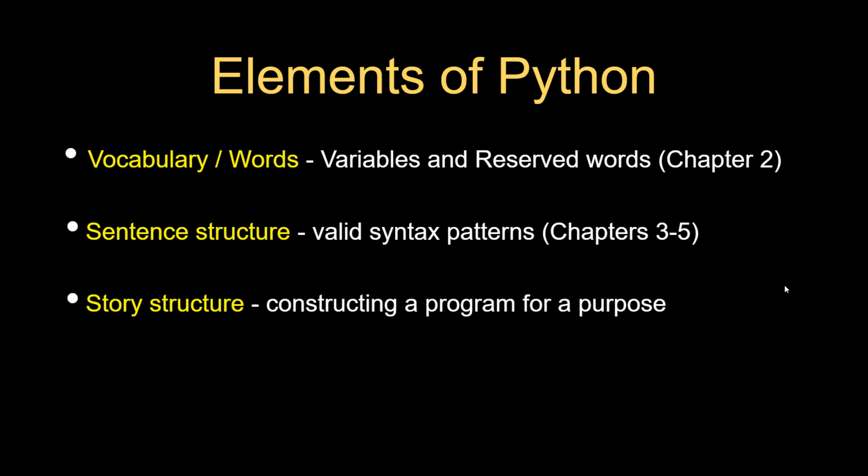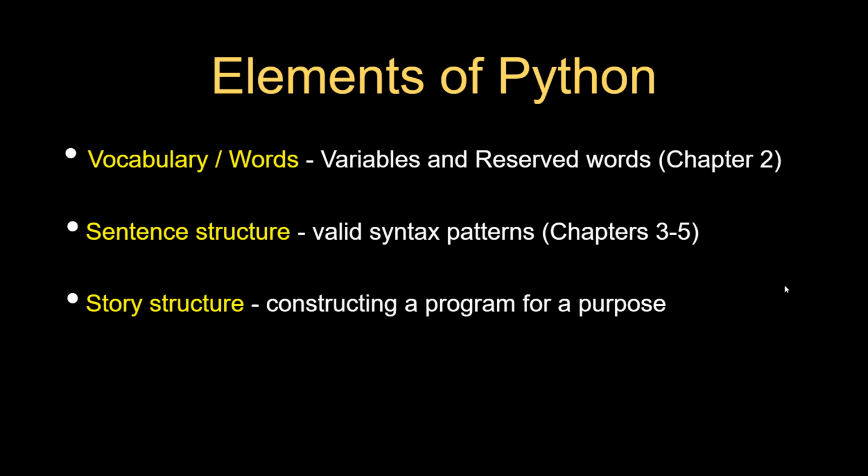Now the next thing we talk about is the elements of Python. We have what we call vocabulary words. Vocabulary words, we call them in Python variables and reserved words. We are going to treat them later. Then we have sentence structure, like valid syntax patterns. Then we have story structure, that is constructing a program for a purpose.